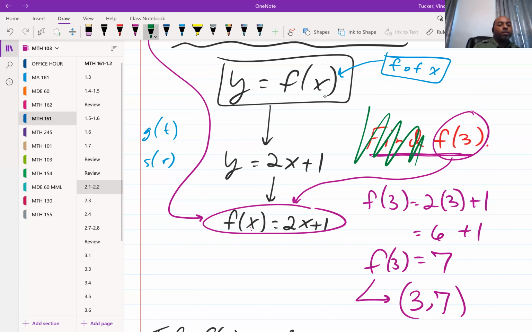Questions on anything that we did? Over here, I wrote that would be g of t, because you can use other letters other than f of x. Over here would be s of r. So if you're dealing with functions and you're writing in function notation and you use a letter, parentheses, another letter, then you would just put an "of" in between those two letters.